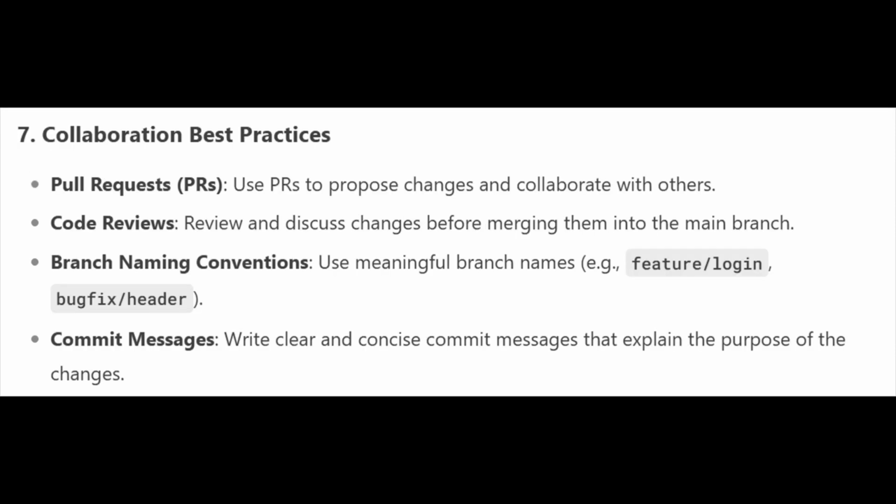Collaboration best practices. Pull requests: use PRs to propose changes and collaborate with others. Code reviews: review and discuss changes before merging them into the main branch. Branch naming conventions: use meaningful branch names. Examples: feature/login, bugfix/header. Commit messages: write clear and concise commit messages that explain the purpose of the changes.